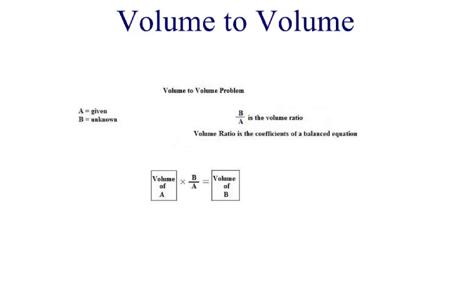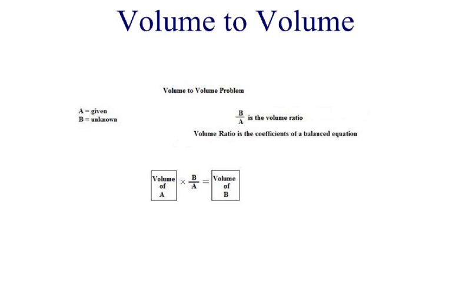Welcome to another session of stoichiometry. This time we're going to deal with stoichiometry involving volume. As you can see, the first example here has to do with what is called a volume-to-volume problem. This is very similar to a mole-to-mole problem. It only involves one step.